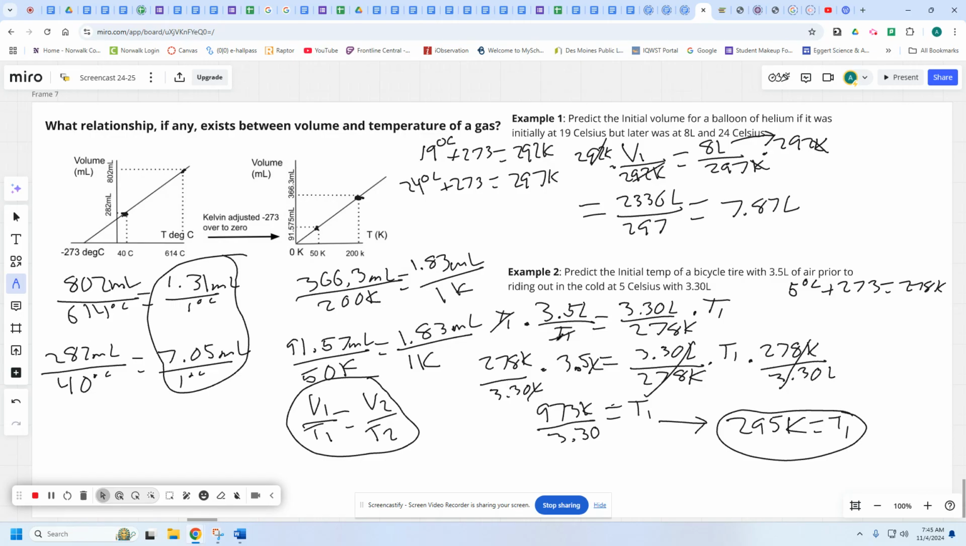So if T1 was 295 and it decreased to 278, we should see a volume decrease according to our pattern, our graph. When temperature decreases on the Kelvin graph, the volume should also decrease. And so the 3.5 liters ends up being 3.3 liters, so there's a decrease. So it must have cooled from the beginning to the end, and 295 is warmer than the 278, so it seems to make sense.